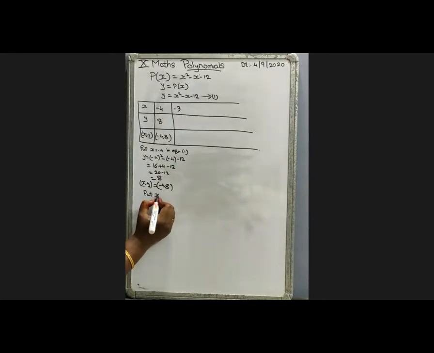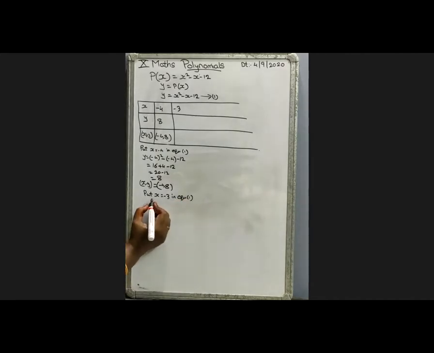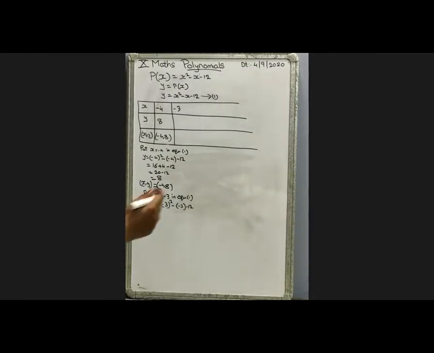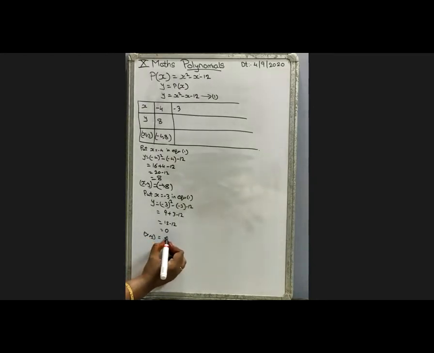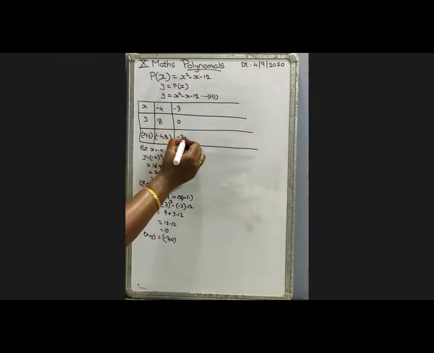Put x equal to -3 in equation 1. y equal to (-3) whole square minus of -3 minus 12. So (-3) whole square, how much is it? 9. 3 square means 9. Minus of minus is plus 3, minus 12. So here 12 minus 12, how much is it? 0. Yes or no? So x comma y equal to -3 comma 0.